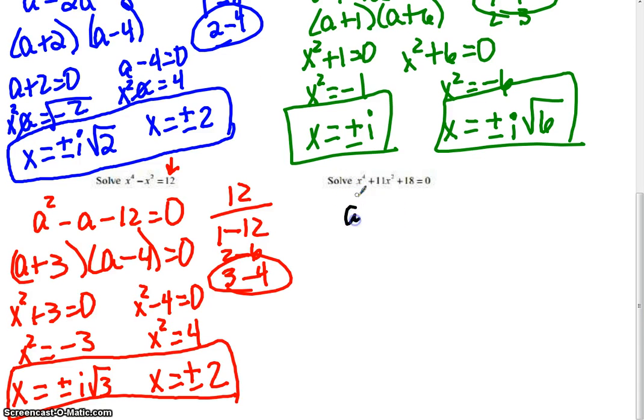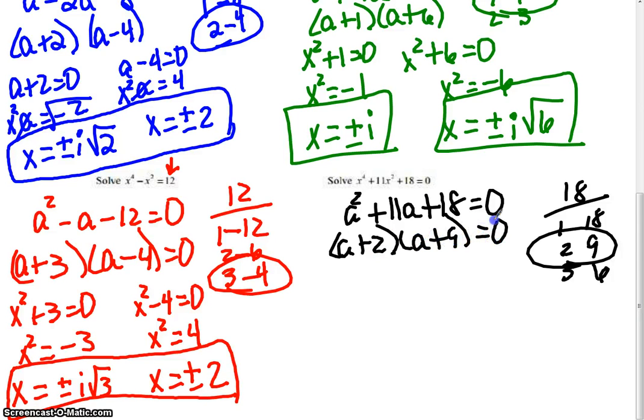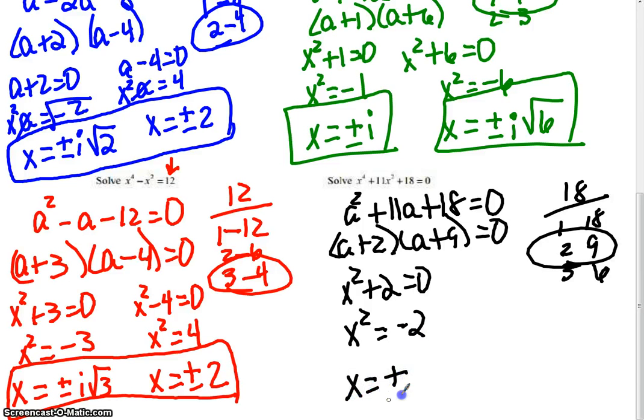So this one is going to become a squared plus 11a plus 18 equals 0. Factors of 18: 1 and 18, 2 and 9, 3 and 6. Signs are the same. They're all positive, and it's got to equal 11, so it's 2 and 9. So this is a plus 2 and a plus 9. So x squared plus 2 equals 0. x squared equals negative 2. And so x is equal to plus or minus the square root of negative 2, which is i square root of 2.